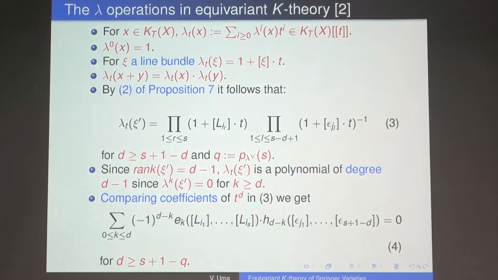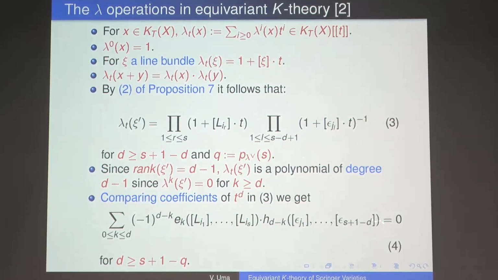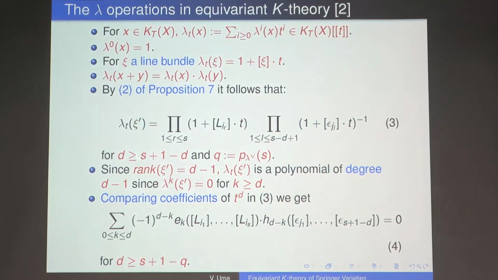And these will be 0, because we have to compare the degree d terms. And this was precisely of degree s minus q, so degree less than d minus 1. So the degree d terms will vanish for that. Therefore we get these relations involving the elementary symmetric polynomials and the complete symmetric polynomials from here. So we get these relations.